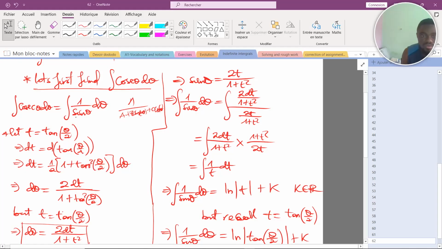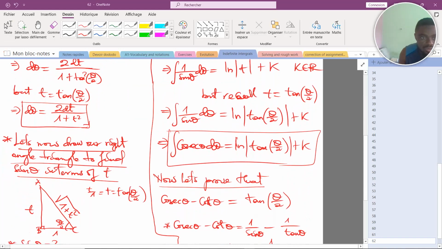From there, since we are making a change of variable, d theta will be equal to what? We make d theta the subject, because we shall substitute here. d theta will be 2 dt all over 1 plus tan square theta. Is that okay? Now, we know that our t was equal to what? Tan theta on 2. So I substitute my t here. I'll have d theta being equal to 2 dt all over 1 plus t squared. Is that okay? Now, from there, we have to draw our right angle triangle.